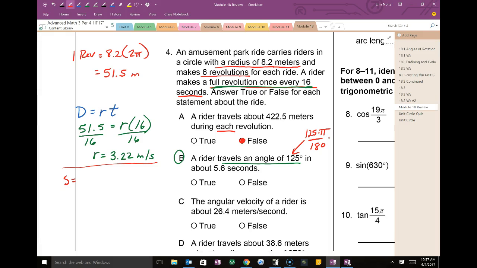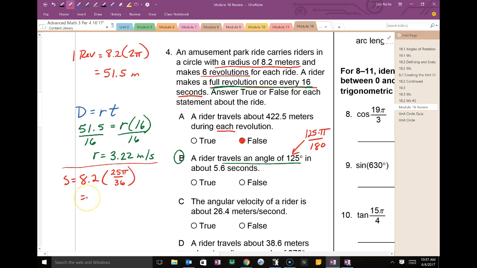You've got to divide by 5. So it's 25 over 36. Is that right? So my radius is 8.2. I'm going to take that and multiply by 25 pi over 36.